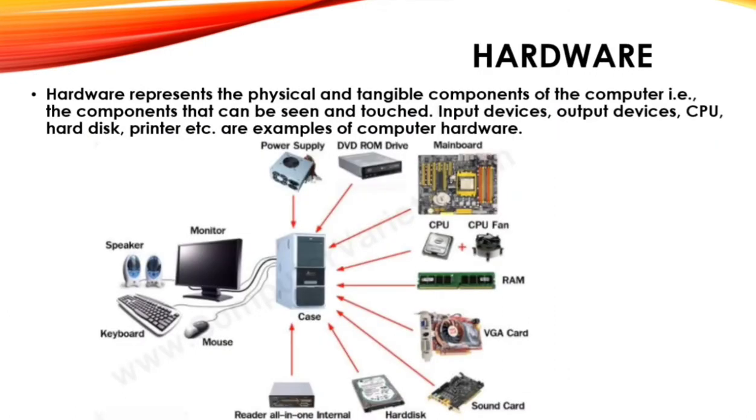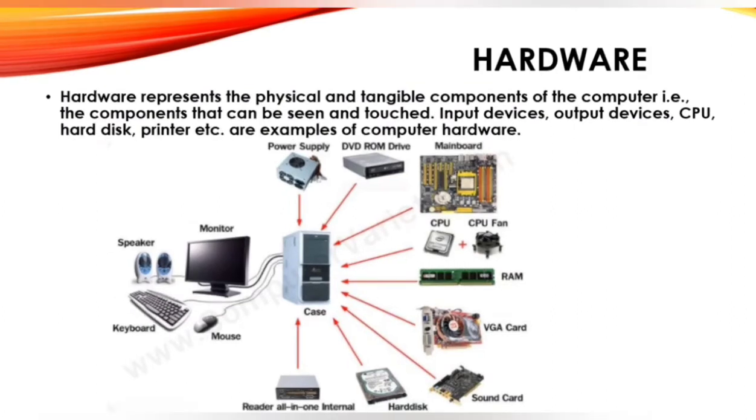Now the next part is hardware. Hardware represents the physical and tangible components of the computer. That means the devices which we can touch. See the screenshot below, all these are part of hardware: monitor, speaker, keyboard, mouse, power supply, main board, CPU, RAM, VGA card, sound card, hard disk. So all these are examples of hardware. Hardware means that which we can see and touch. Input devices, output devices, hard disk, printer, etc. are examples of computer hardware.